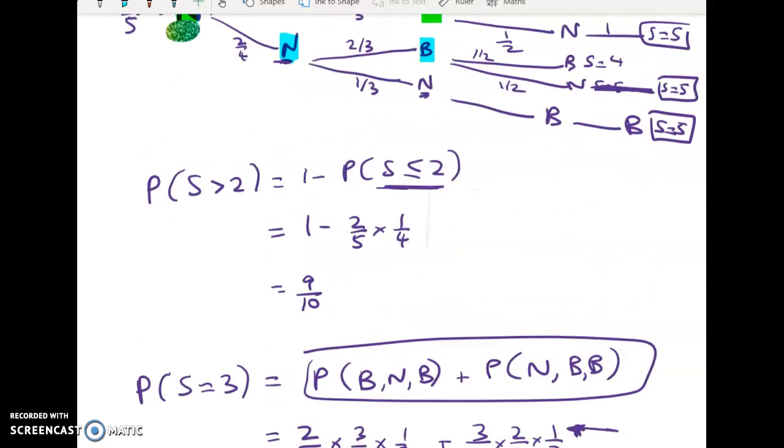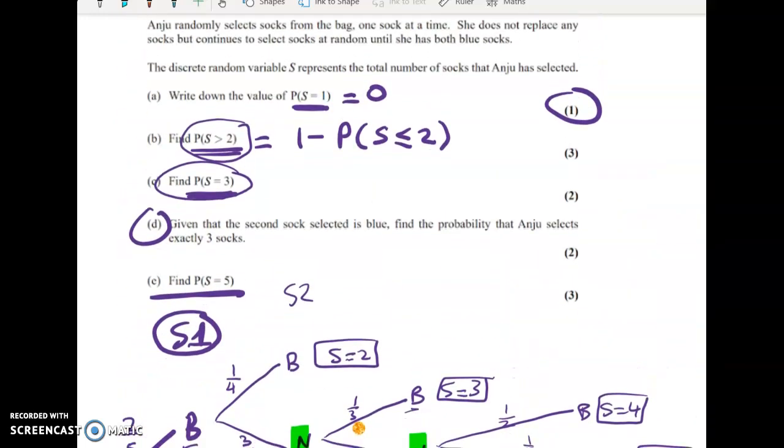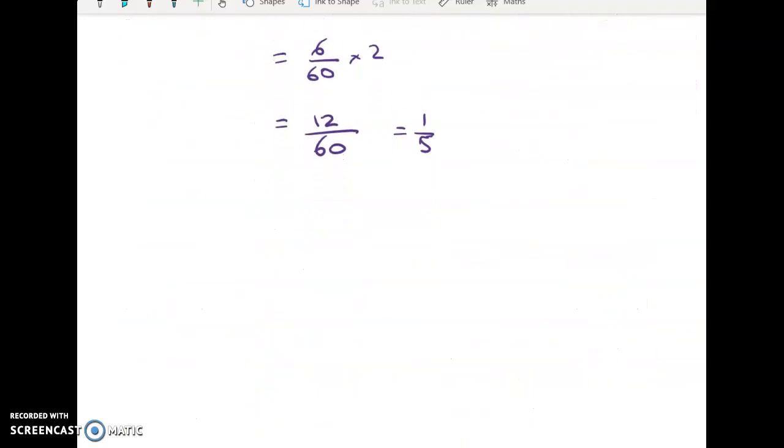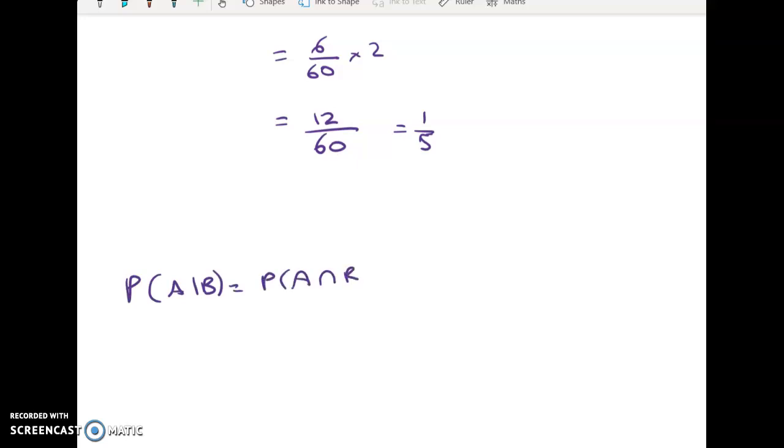Now, the next one is a conditional probability question, which I think is probably something you guys need a bit more practice on if you are like all other AS students. Given that the second sock selected is blue, find the probability that she selects exactly 3 socks. So in general, conditional probability is this. The probability of A given B is equal to the probability of both those things happening divided by the probability that B happens.